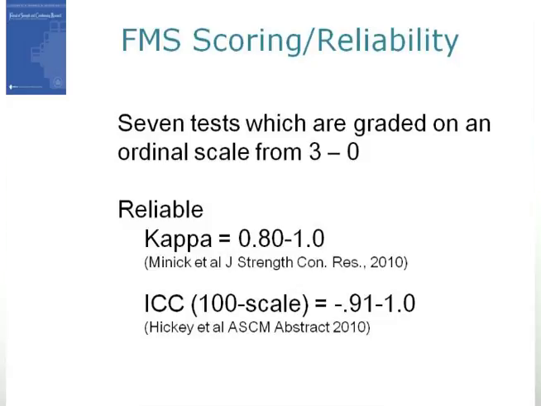We've had this published in the Journal of Strength and Conditioning Research in early 2010, showing kappa results for each of the 7 components of the movement screen from excellent to perfect agreement, 0.8 to 1 on that kappa statistic. And we've also shown our new research scoring scale, a 100-point scale for the FMS, is reliable with ICC values of over 0.9.